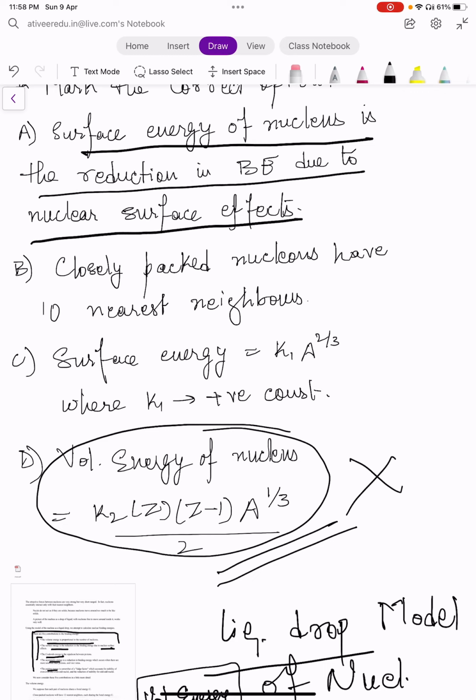If you see this particular statement, surface energy of the nucleus is the reduction in binding energy due to nuclear surface effects. Now, nuclear surface effects means the number of nucleons on the surface is not the same as the number of nucleons inside the nucleus. And the nearest neighbors of a nucleon on the surface is not equal to 12. Closely packed nucleons deep inside the nucleus have 12 nearest neighbors, but the surface nucleons do not have 12 nearest neighbors. In this way, this statement also proves to be wrong. This other statement is right, because surface energy has been defined in this way.